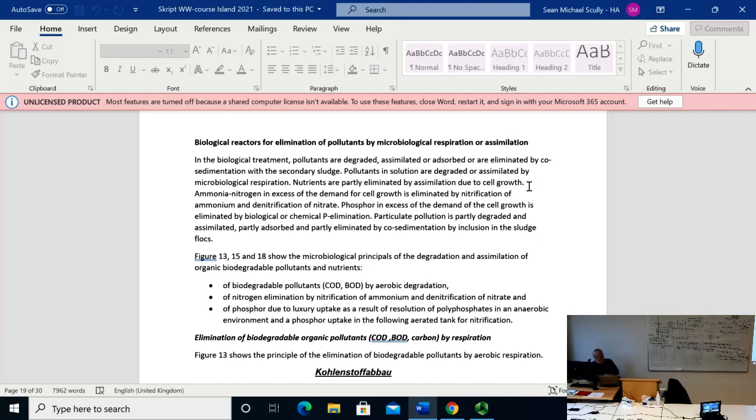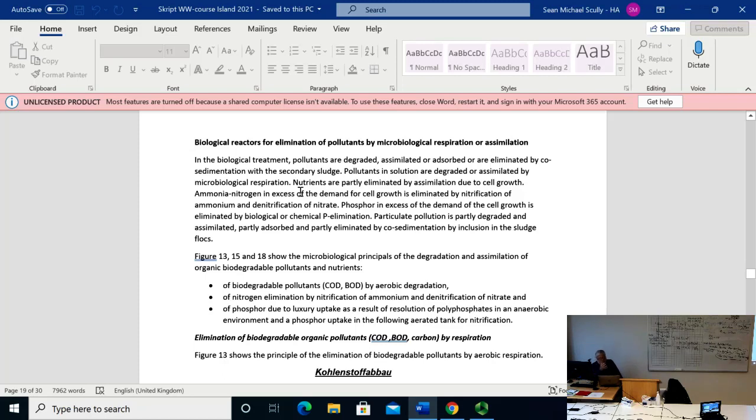Now from this 9 and 6%, 9% of the nitrogen and 6%, again, half of it is biodegradable. So it's only 4% that stays, so it's really negligible. You can't really differentiate it too much. So nutrients are partly eliminated by assimilation due to cell growth. Ammonia and nitrogen in excess because it's in the cell growth.